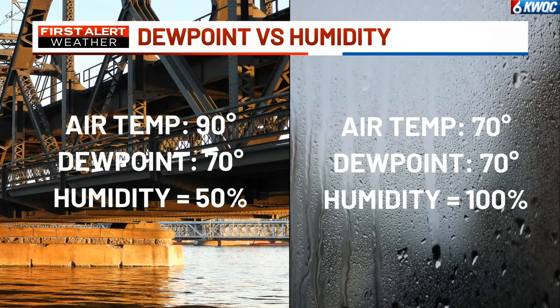Another way to think about this is a sponge. You have a big sponge. The big sponge would be warm air. A small sponge would be cold air. Now, let's say we put the exact same amount of water in each. The big sponge would be 50% full of water. The little sponge would be 100%. They both have the same amount of water in them, but the relative humidity changes: 50% for the big sponge, 100% for the small sponge.